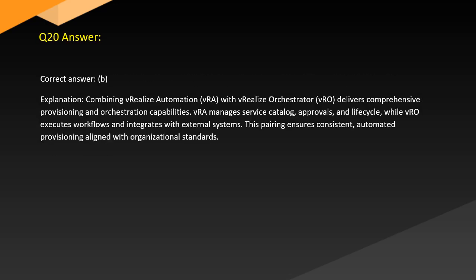Answer. Correct answer: B. Explanation. Combining Realize Automation (vRA) with Realize Orchestrator (vRO) delivers comprehensive provisioning and orchestration capabilities. vRA manages service catalog, approvals, and lifecycle, while vRO executes workflows and integrates with external systems. This pairing ensures consistent, automated provisioning aligned with organizational standards.